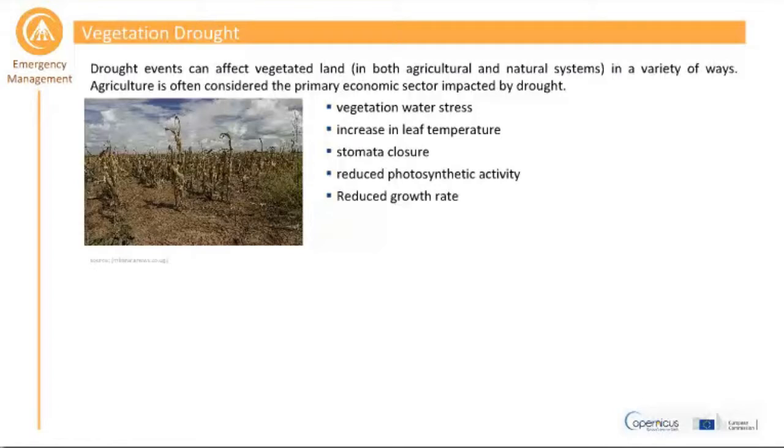I'm going to wrap up this first part of the presentation. After following the propagation of drought through the hydrological cycle, as shown by Carolina, we are going to show you some of the key indicators that we're using for monitoring agricultural or vegetation drought.